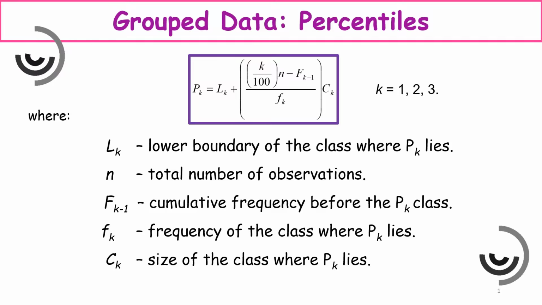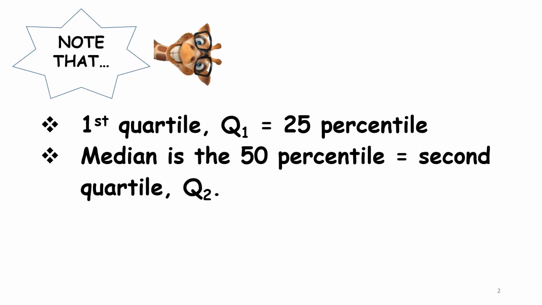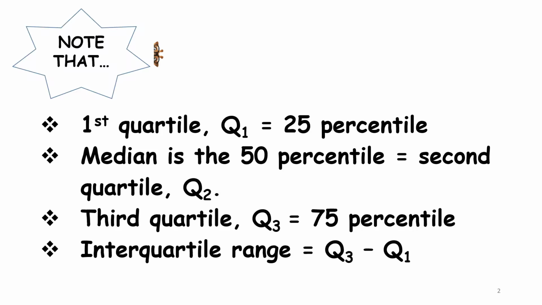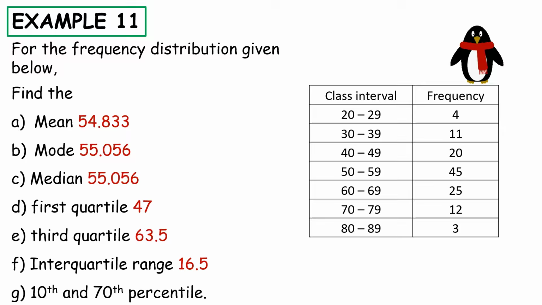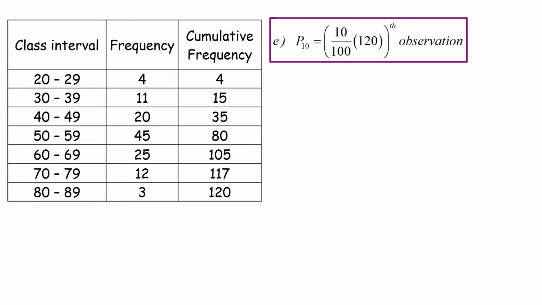Next we are going to find percentile of a grouped data. Make sure to use the correct formula. Now let's try to find the 10th and 70th percentile of the frequency distribution given. We will be using the same table as quartile. Make sure the table is complete with the class interval, frequency of the class and cumulative frequencies. The 10th percentile is the 12th observation. So the 10th percentile occurs at the 30 to 39 class.